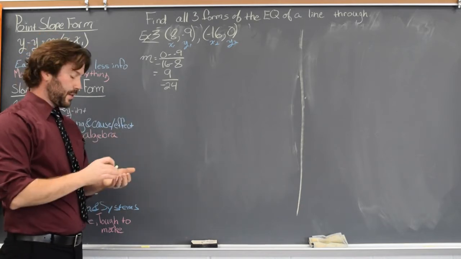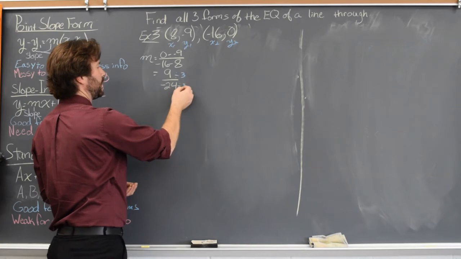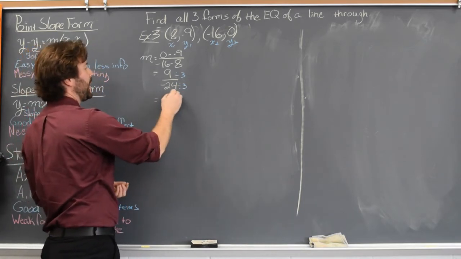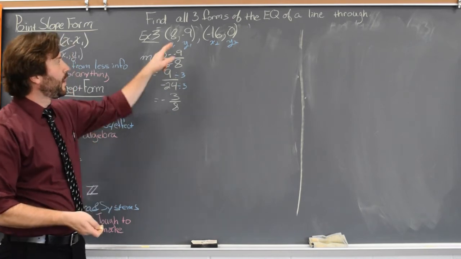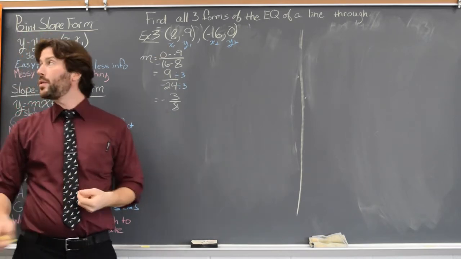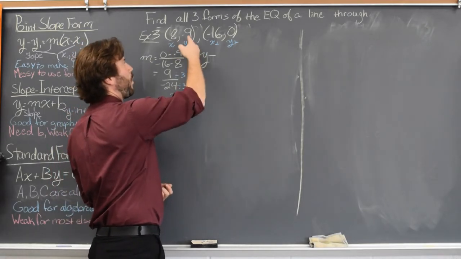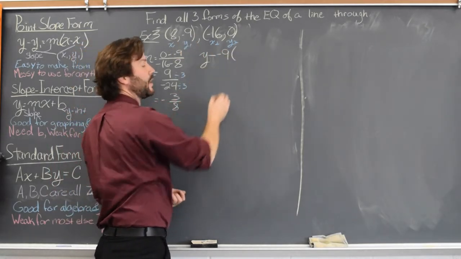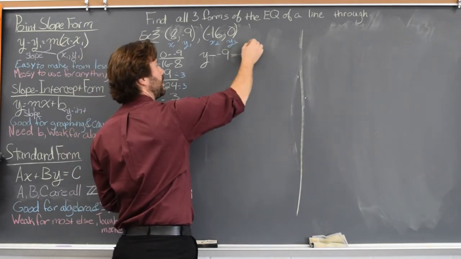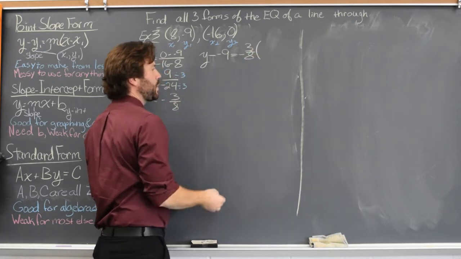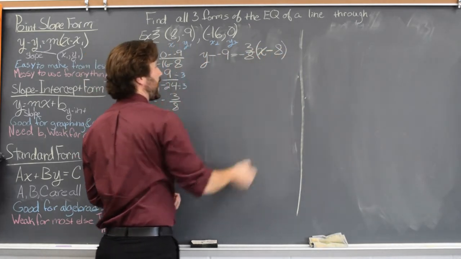Now we can reduce this, divide each of these by 3, and we'll have negative 3/8. So we have a slope and an x1, y1, and we're going to sub those into point slope form. So y minus our y1, which is negative 9, equals our slope, negative 3/8, times the quantity x minus our x1, which is 8.